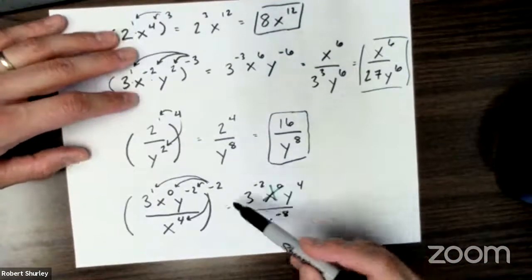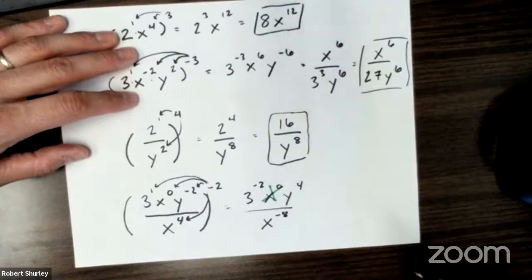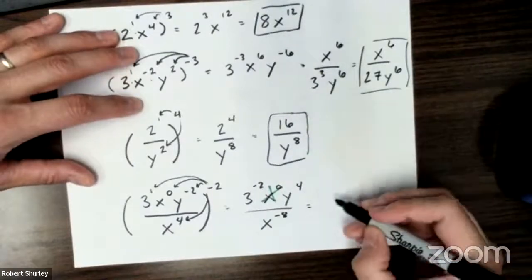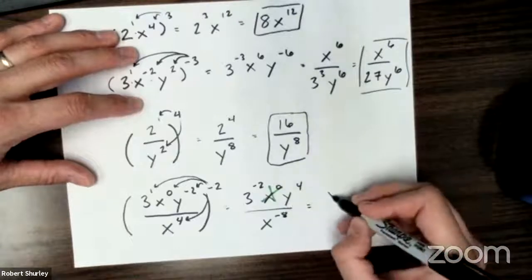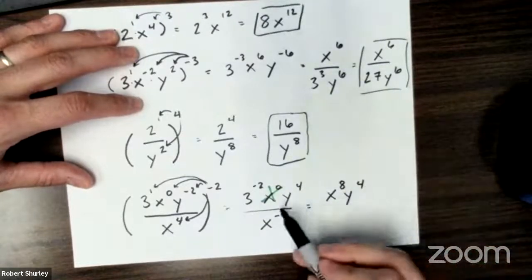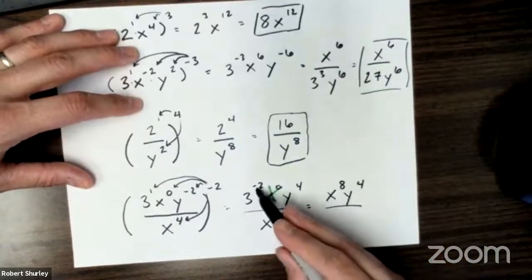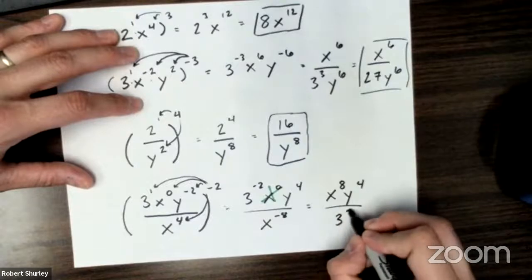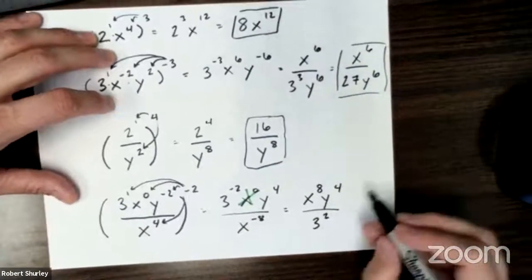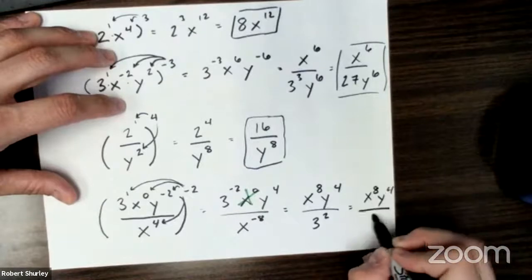I've got to move this negative exponent to the denominator, and I've got to move this negative exponent to the numerator. So I'll do a little flip here, okay? So we get x to the 8th, y to the 4th. Y to the 4th is going to stay put because it's positive. And then 3 to the -2 becomes 3 squared on the bottom. Well, we know 3 squared is just 9. So x to the 8th, y to the 4th over 9.